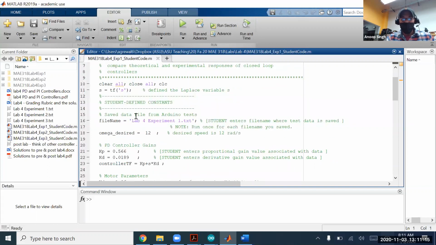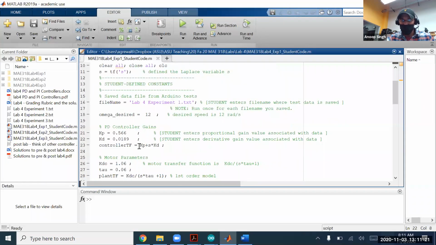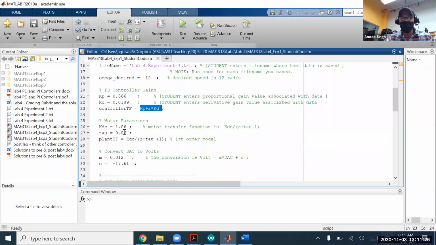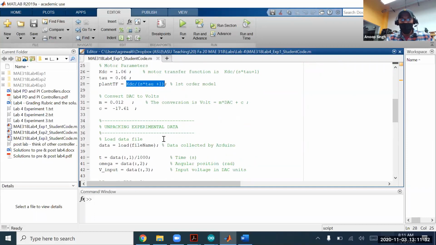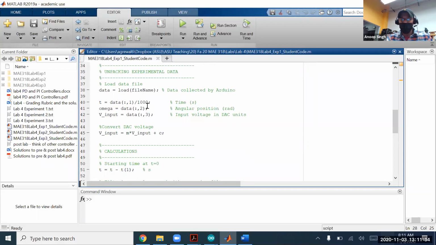In this file, you write down the name of the text file where the data is stored, write down the KP and KD gain you used, and define a transfer function out of them, which is KP plus S times KD. Also define the motor parameters, and find the plant of the motor, define the plant transfer function. And this is our data, by the way.